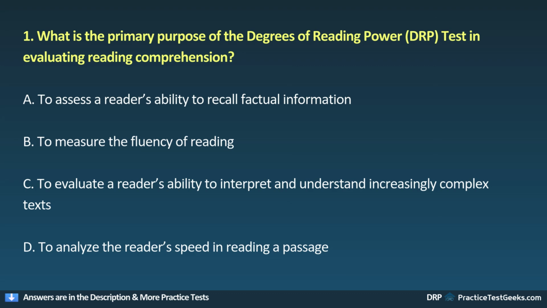1. What is the primary purpose of the Degrees of Reading Power (DRP) test in evaluating reading comprehension? A. To assess a reader's ability to recall factual information. B. To measure the fluency of reading. C. To evaluate a reader's ability to interpret and understand increasingly complex texts. D. To analyze the reader's speed in reading a passage.